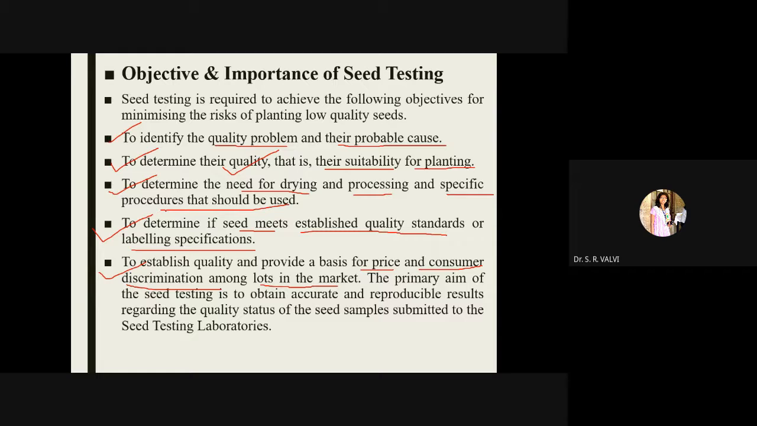So the price should not vary, right? Our main target is that every farmer should buy these seeds which are tested by the seed testing agency. So our prices should be affordable to the farmers.